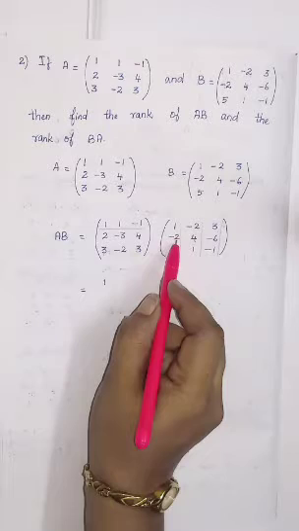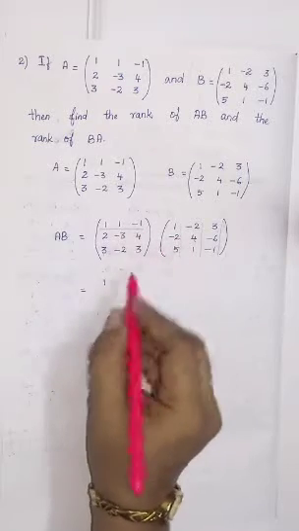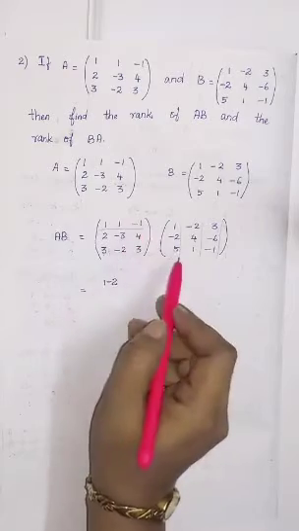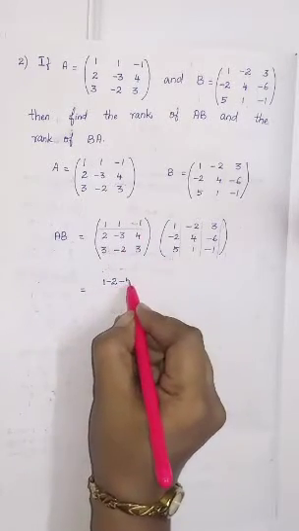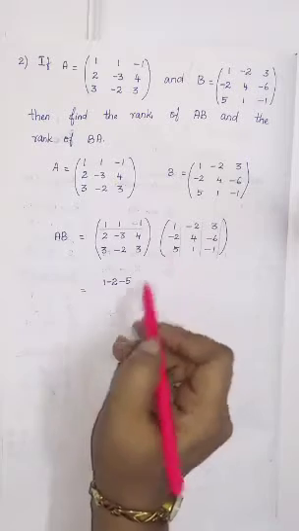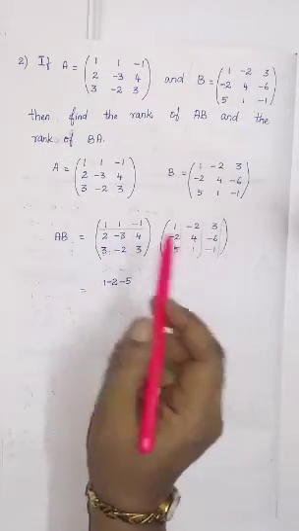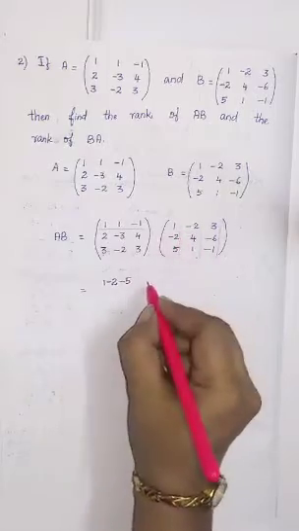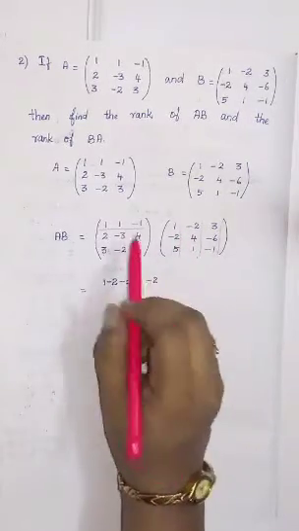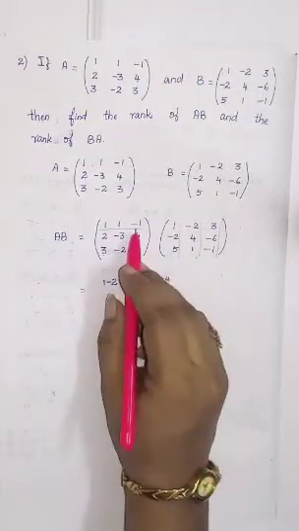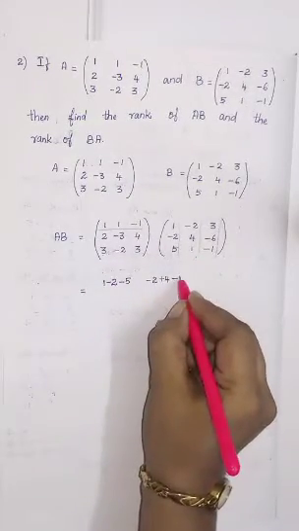1 into this minus 2 you have to multiply, so you'll have minus 2. Now minus 1 into 5 is minus 5. So that is your first row, first column element. Okay, now first row, second column element you have to multiply. 1 into minus 2 is minus 2. 1 into this 4 is plus 4. Minus 1 into 1 is minus 1.